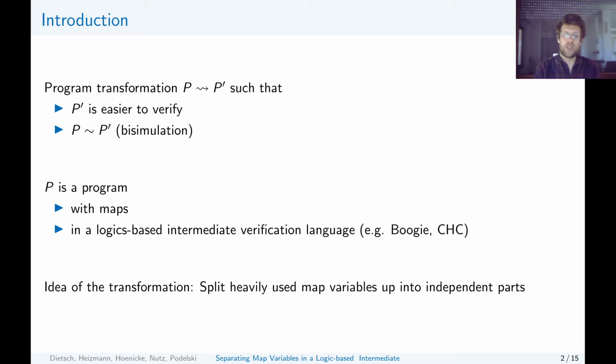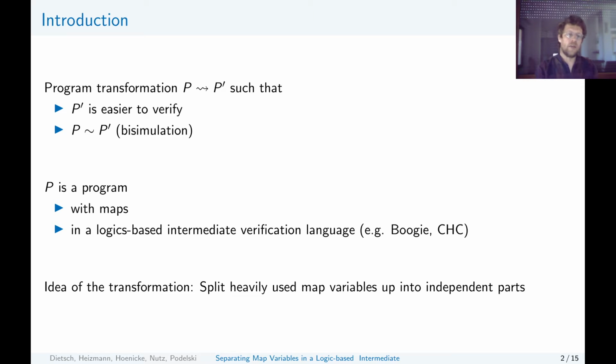In particular, P is a program that has maps and is in a logics-based intermediate verification language such as Boogie or constraint horn clauses. These intermediate verification languages are a very common intermediate step when writing a software model checker. In particular, our software model checker Ultimate Automizer uses it, but also many others.